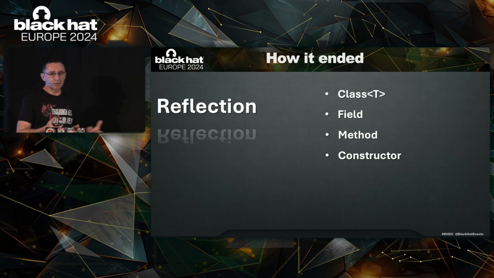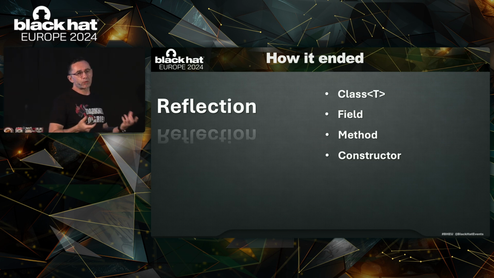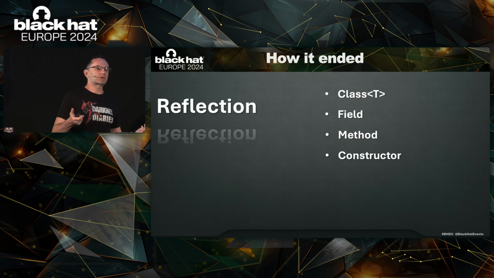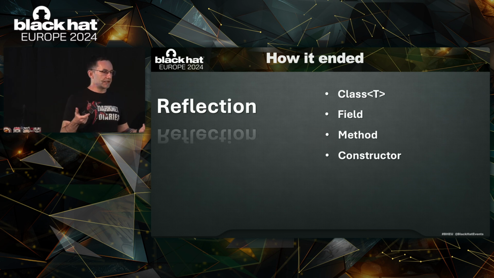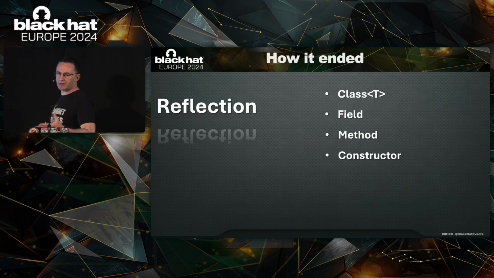So indeed, we can obtain the class loader of another app. And what we can do with that is, of course, use reflection. For those who are not familiar with Java, reflection is a powerful Java feature which may allow us to create objects, inspect and modify them during the application's runtime. The basic components of reflection are the class, the field, the method, and the constructor.